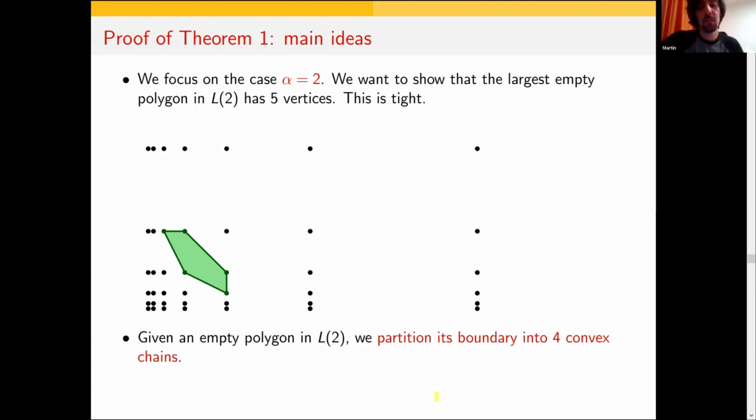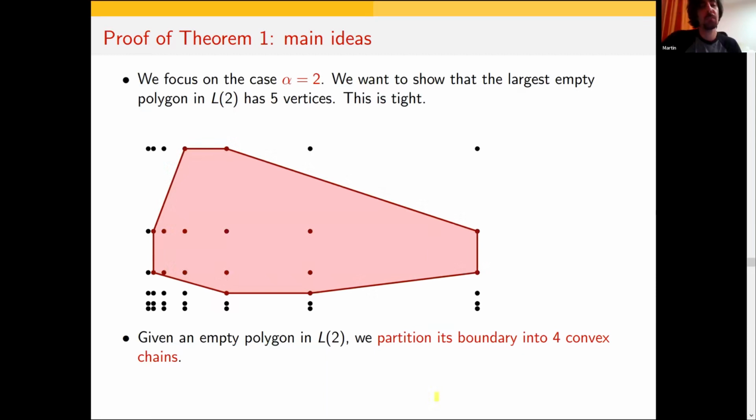If we are given some convex polygon in L2, what we do is partition its boundary into 4 convex chains. So if I have some convex polygon in my exponential lattice, we will partition its boundary into 4 convex chains. We call them convex chains of type 1, 2, 3, and 4. They are determined by the slopes.